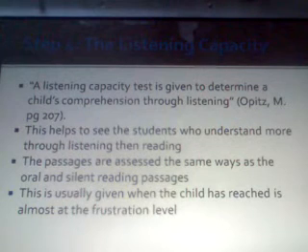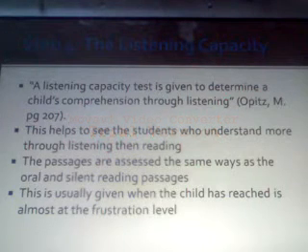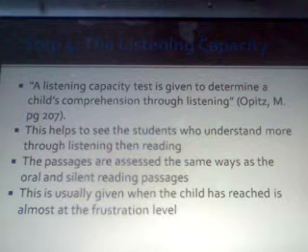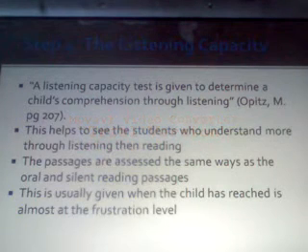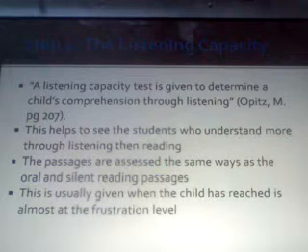Step 4, the listening capacity test. A listening capacity test is given to determine a child's comprehension through listening. This helps us see the students who understand more through listening than reading. The passages are assessed the same way as the oral and silent reading passages as we described in Step 3. This is usually given when the child has reached or is almost at the frustration level.